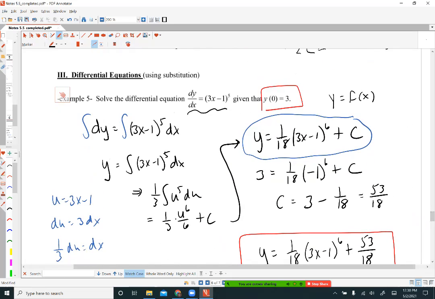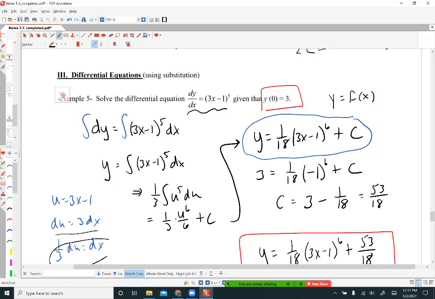And then we can actually do a differential equation again, where you're looking for a constant of integration. Okay, so let's look at this y prime. Let's find the antiderivative of 3x minus 1 to the 5th. And in this case, we're told that y of 0 is 3. So we'll use substitution. u equals 3x minus 1, du is equal to 3 dx, and so you get 1/3 du is equal to dx.